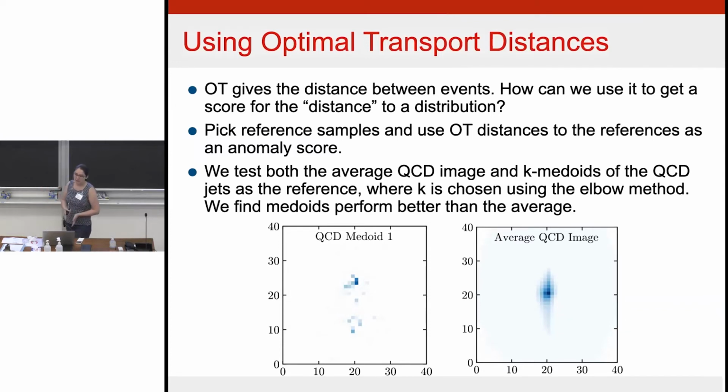I should also comment that reference samples have previously been used for other applications, other types of reference samples. For example, speeding up optimal transport, or comparing to a uniform distribution. But this is the first case of really using this for anomaly detection.